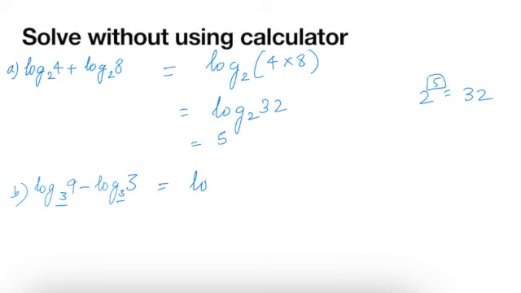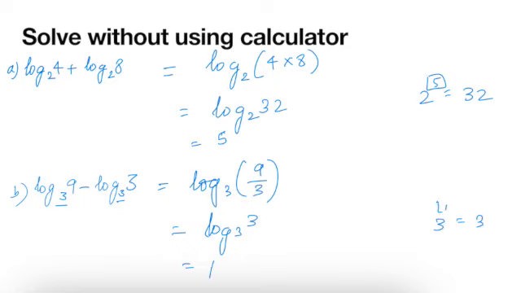Okay, so now this one is pretty simple. You just do log 9 by 3 to the base 3. This is nothing but log 3 to the base 3, which is equal to 1, because 3 to the power 1 is equal to 3. Always the power is the answer to a logarithmic function.